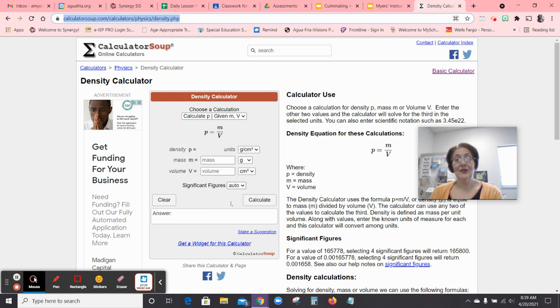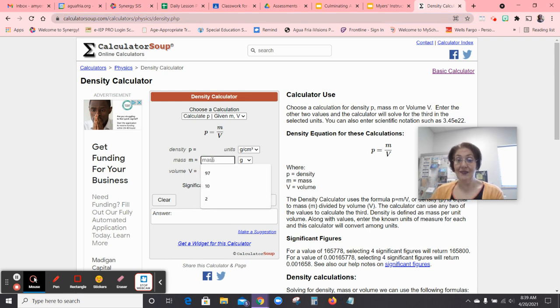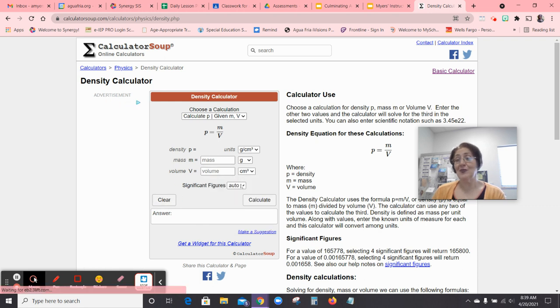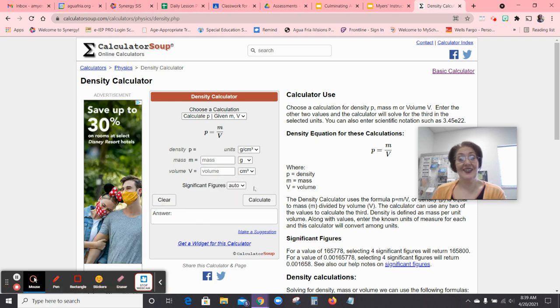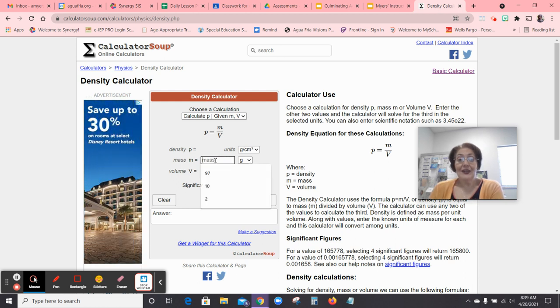You're like, Ms. Myers, oh my gosh, what do I do? Well, all you have to do is enter two numbers, the mass of an object and the volume of the object. You don't even have to worry about changing any of these unless I tell you to. All you need to do is just put in a number.